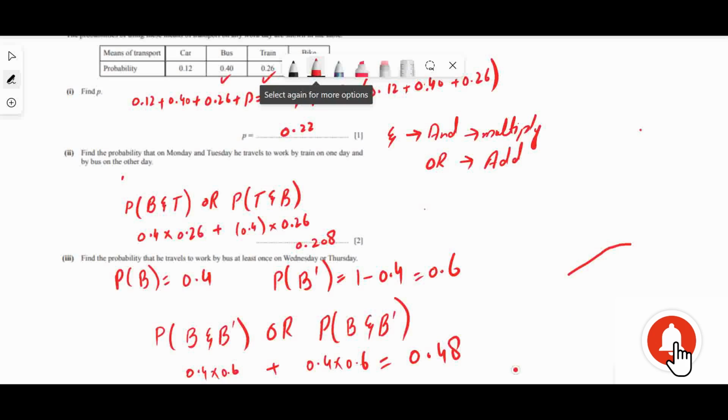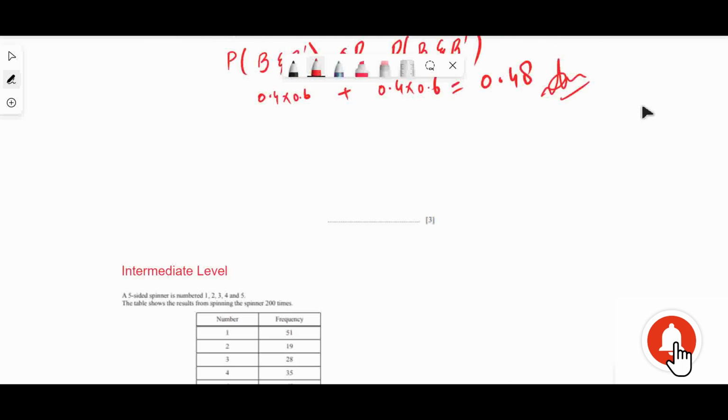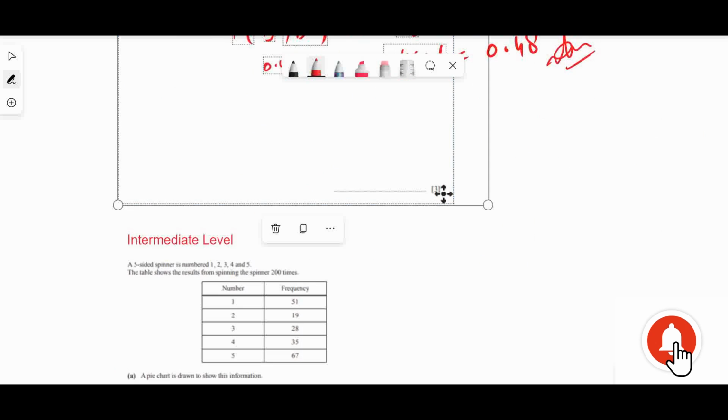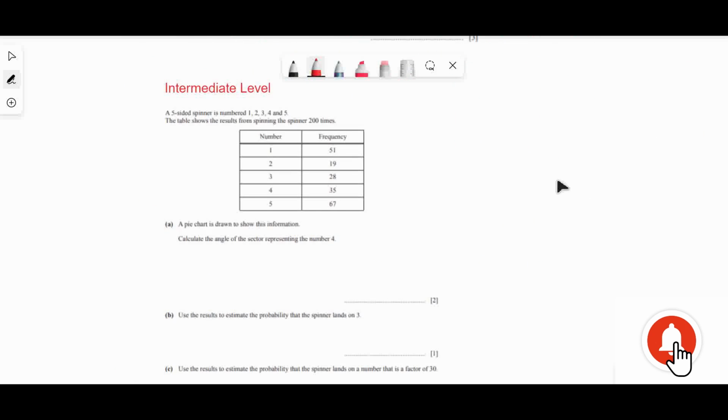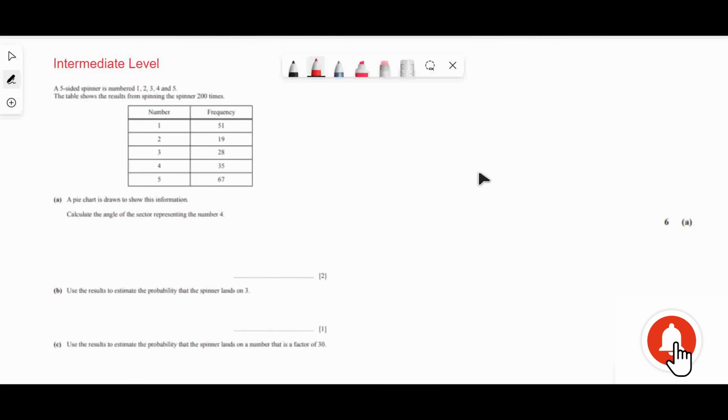Let's move to the next question. For this one, this will be the final answer. Let's move to the next one. Now this question carries 3 marks. Let's move to the intermediate level questions.